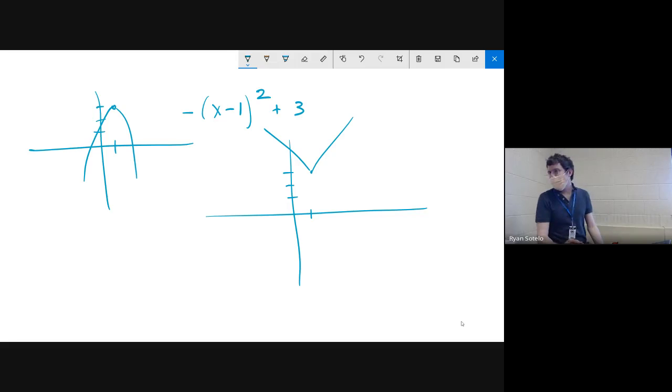So if you had that, your parent function would be absolute value of x. To go right 1, you're going to say minus 1. And to go up 3, you're just going to do plus 3. Slide the slider to the right 2. The little slider thing with the top. Slide it so it hits 2. Now literally just copy that equation into the box.